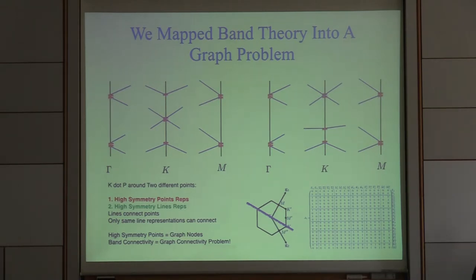And this gives you a very powerful thing because you've got many high symmetry points in the Brillouin zone, and you can pick cycles on the Brillouin zone.